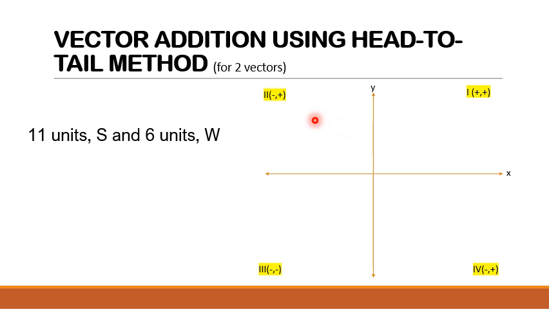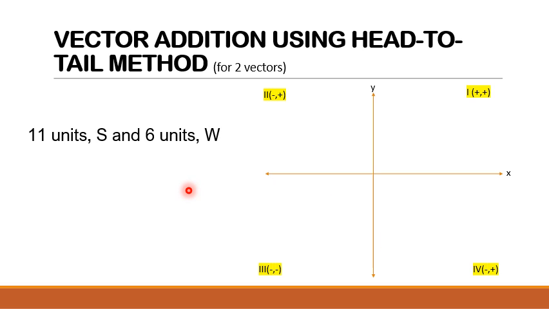The next quadrant, quadrant 2, is located in the negative x and positive y. Quadrant 3 is located in this side with negative x and negative y. And the fourth quadrant is having positive x and negative y. So how do we represent that in a graph?